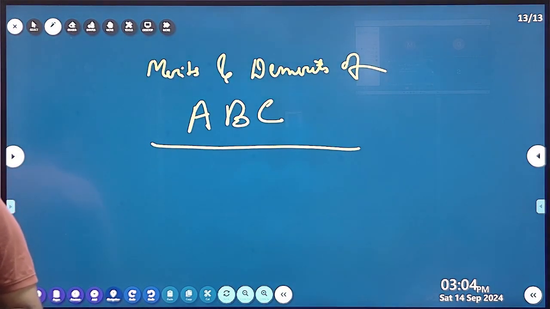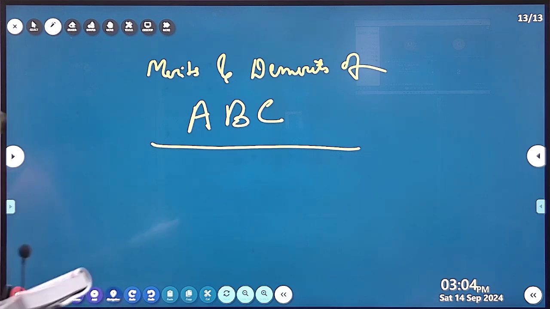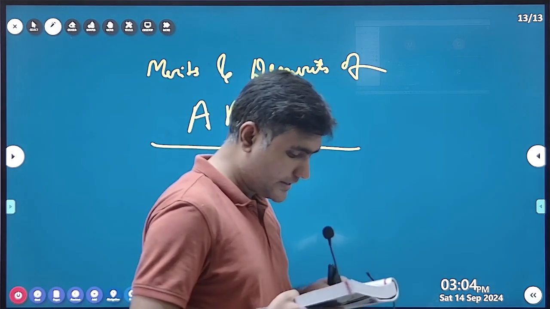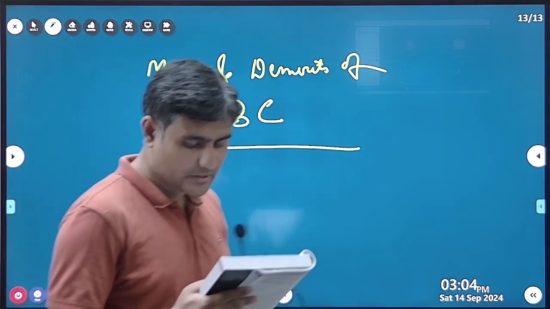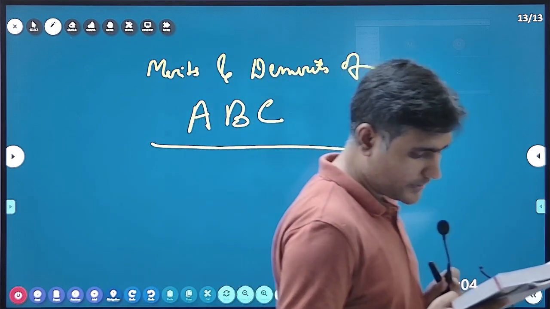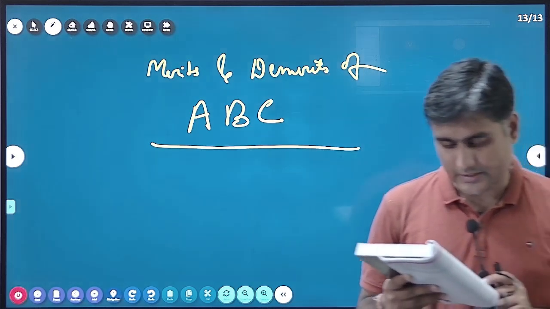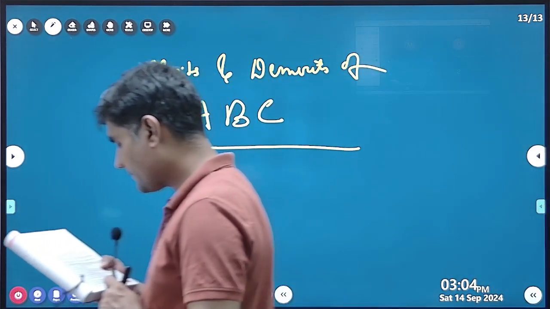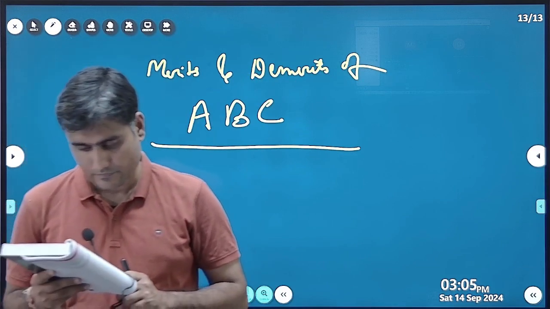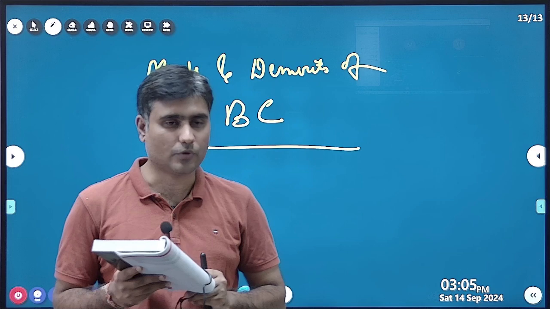You can easily write the merits. However, we will see a few. ABC recognizes the increased complexity of modern businesses with its multiple cost drivers, many of which are transaction based rather than volume based. Okay? Transaction based rather than volume based.